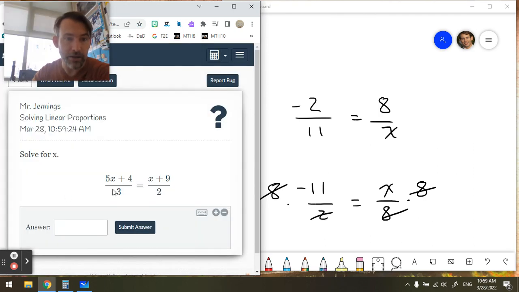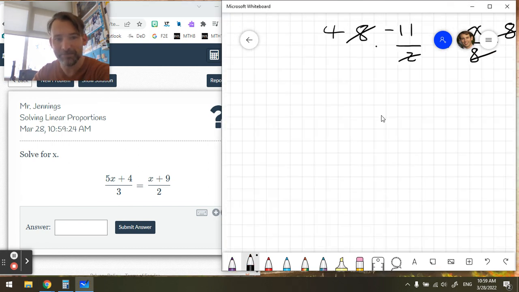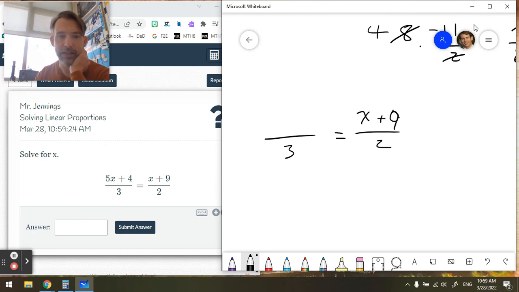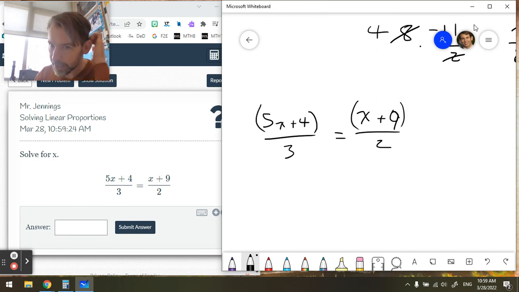Okay. Now, these ones, a little trickier. Okay. So let's do one together. Okay. Here, what I do is, again, I look for that number where when I multiply it on both sides of the equation, both fractions go away. That number in this case is 6. So 5x plus 4. Helpful to put these in brackets. They exist. The brackets do exist there. Multiply both sides by 6.